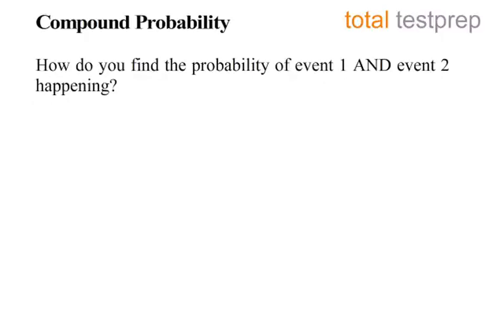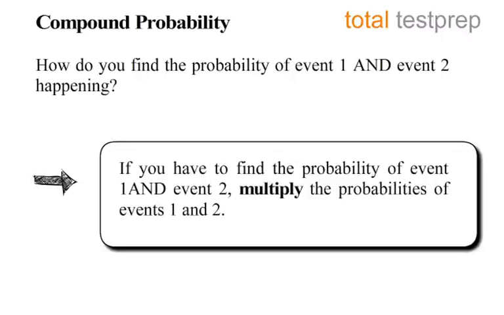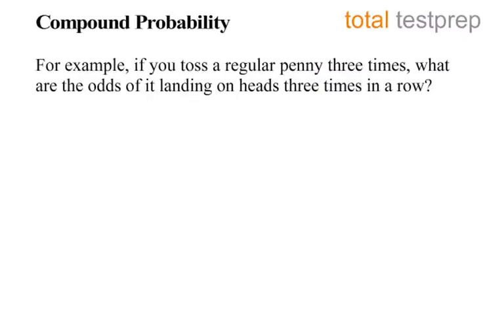In this section, we'll be dealing with compound probability. How do you find the probability of event 1 and event 2 happening? If you have to find the probability of event 1 and event 2, multiply the probabilities of events 1 and 2. For example, if you toss a regular penny 3 times, what are the odds of it landing on heads 3 times in a row?